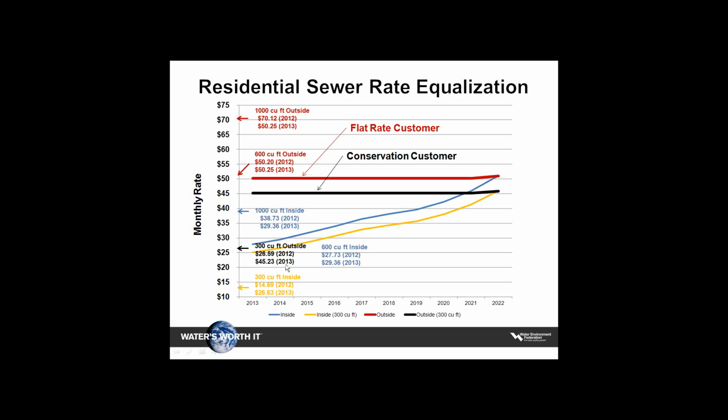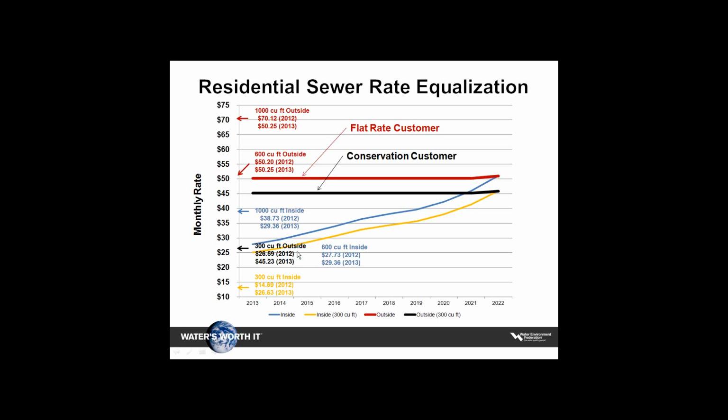And what we had prior to last year was a variable rate, or volume-based rate structure, that we would charge our customers. So if you were inside the city, and you used 300 cubic feet of water, you had been at $14.69. Last year, we went to the flat rate, and we've raised that to 26.